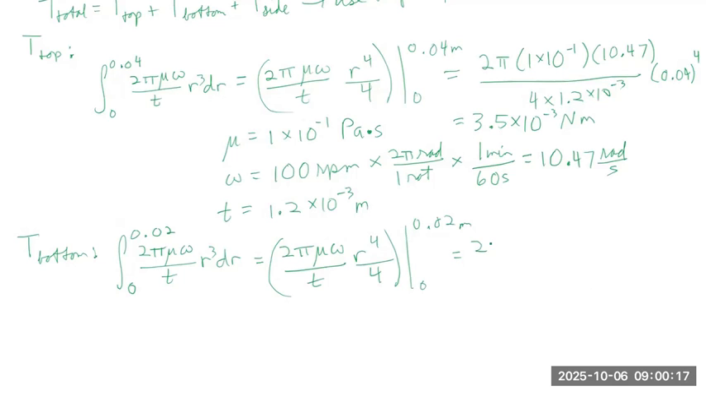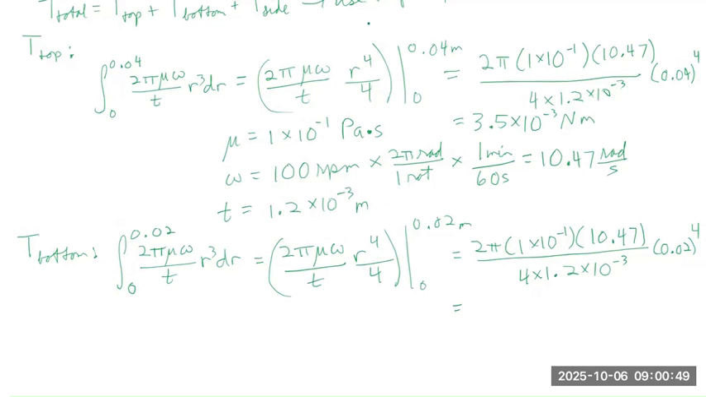So we will have 2 pi times 1 times 10 to the negative 1 times 10.47, over 4 times 1.2 times 10 to the negative 3 times 0.02 to the power of 4, and simplifying it will give us 2.19 times 10 to the negative 4 Newton meters.